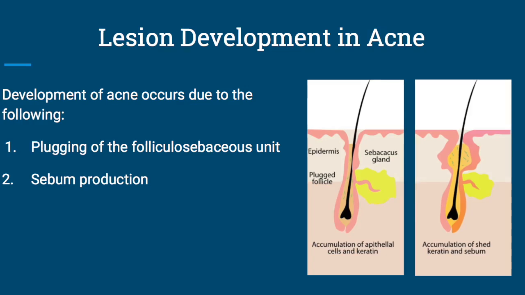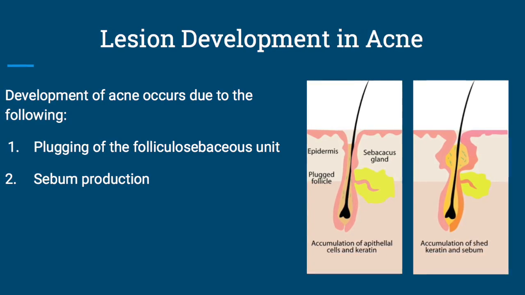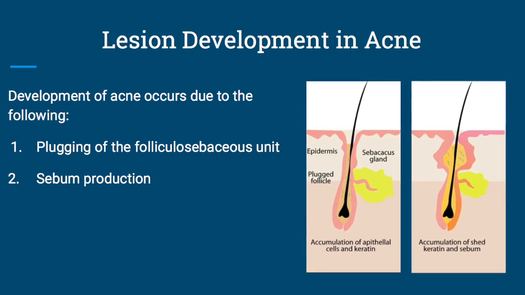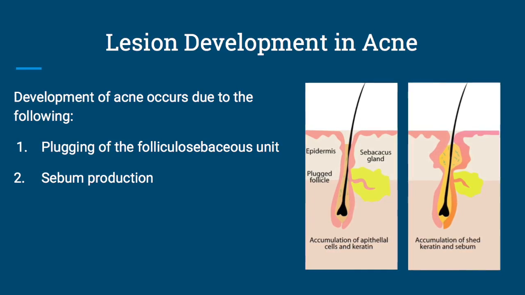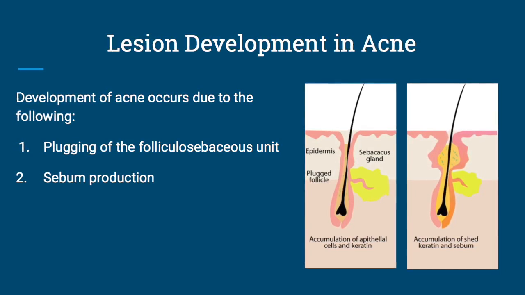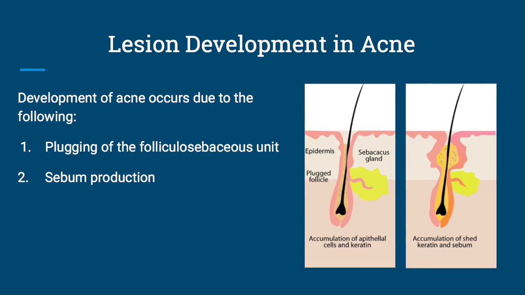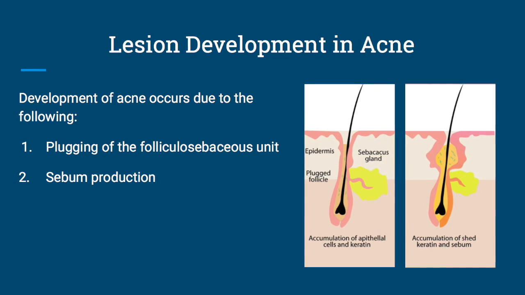Another reason acne develops is because of sebum production. Sebum is the oily secretion from the sebaceous gland that is increased due to androgens. Without sebum production, clogged follicles would fail to become more than comedones, which would not lead to acne.